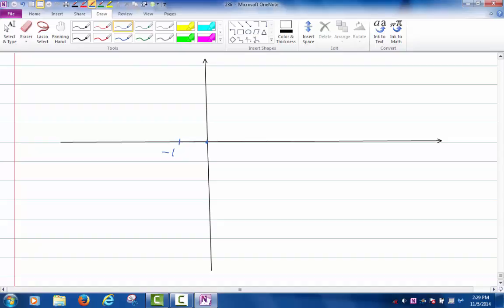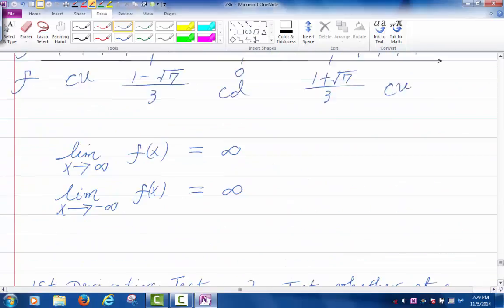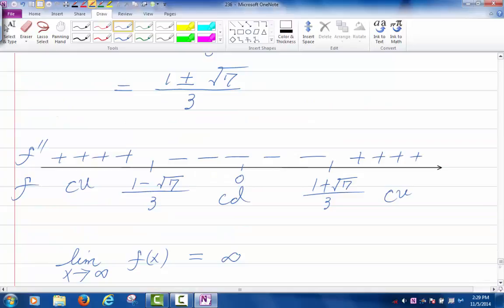Okay, so I think the second derivative was vanishing at 1 minus √7/3, was it? And 1 plus √7/3. We can check. Right here, the critical points for the second derivative we found were 1 minus √7/3 and 1 plus √7/3, and I think these are about 0.54, and about negative 0.54. If you have a calculator, could you check that?